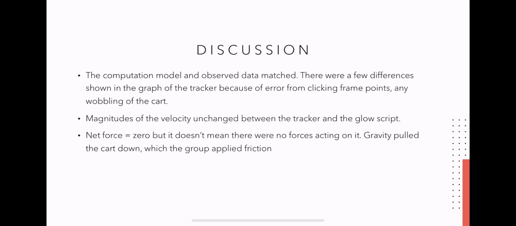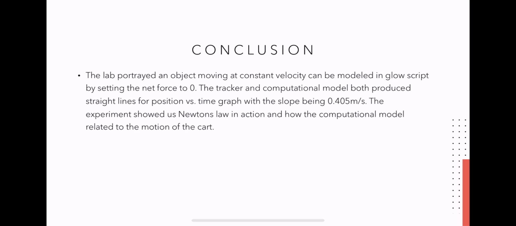The magnitude was 0, which was unchanged between Tracker and GlowScript. Net force also equals 0, but that doesn't mean there were no forces acting on it, because one force was the pushing of the cart. Gravity pulled the cart down, which the group applied friction.